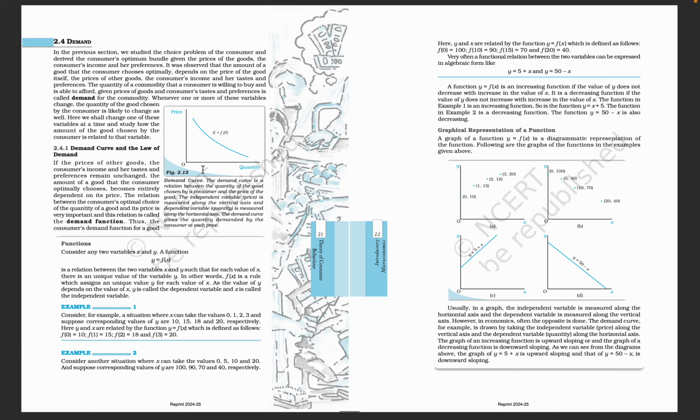is a relation between the two variables x and y such that for each value of x there is a unique value of variable y. In other words, f(x) is a rule which assigns a unique value y for each value of x, and the value of y depends on the value of x. y is called the dependent variable and x is called the independent variable.